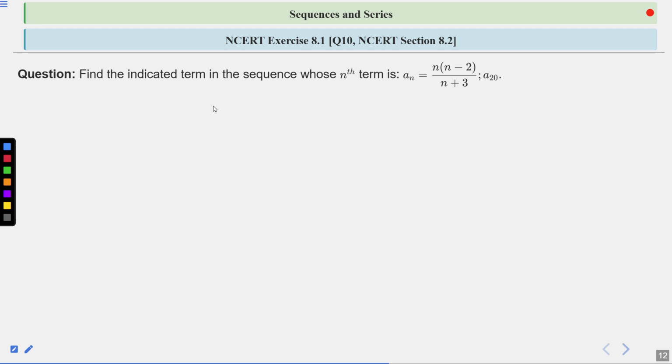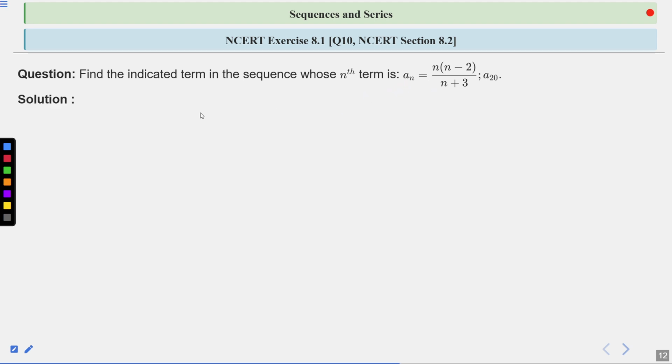This question. Here the nth rule is simply given by n times n minus 2 divided by n plus 3. I have to find the 20th position term. Just simply put n = 20 in order to get A20.